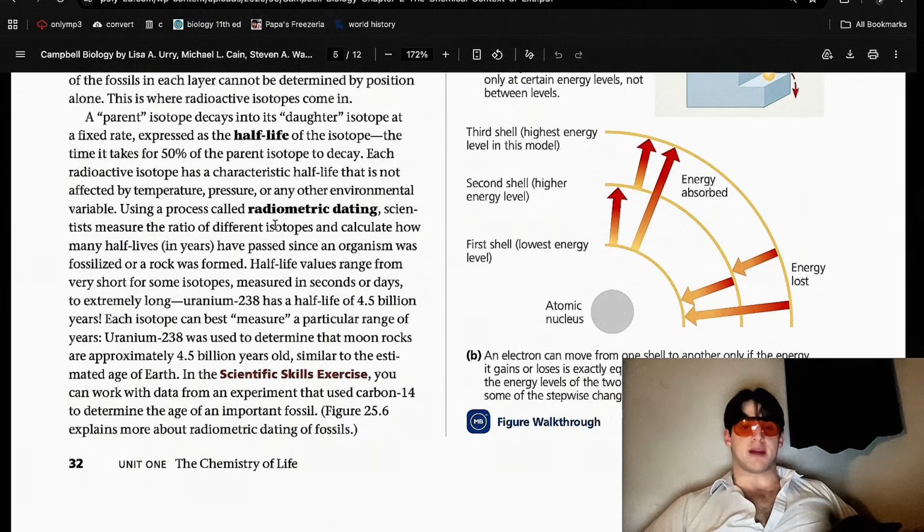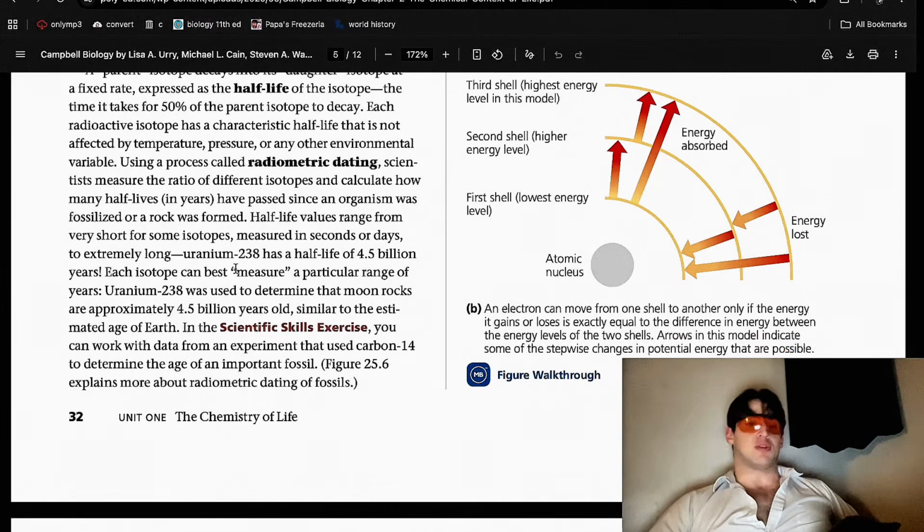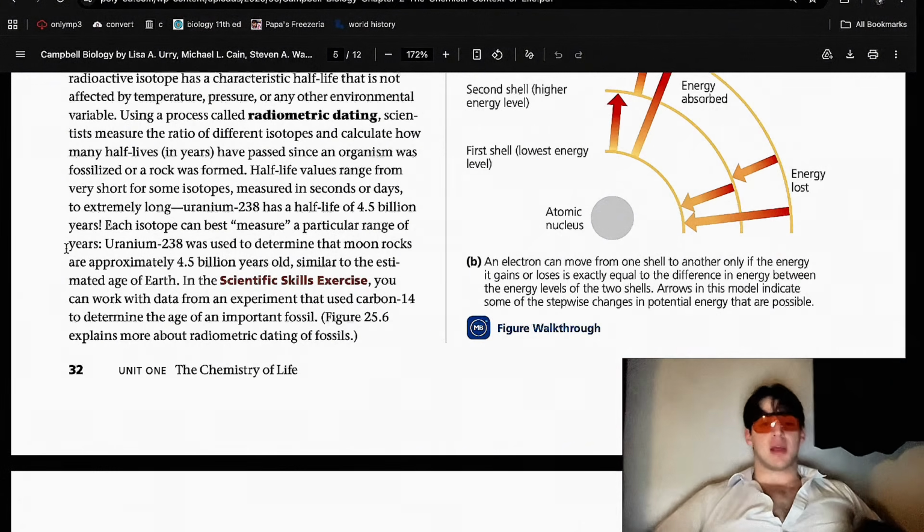Using a process called radiometric dating, scientists measure the ratio of different isotopes and calculate how many half-lives in years have passed since an organism was fossilized or a rock was formed. Half-life values range from very short for some isotopes, measured in seconds or days, to extremely long. Uranium-238 has a half-life of 4.5 billion years. What are you talking about? 4.5 billion years. That's insane. Each isotope can best measure a particular range of years.